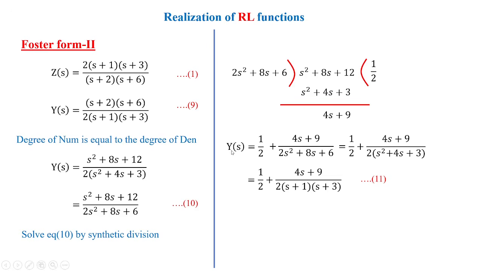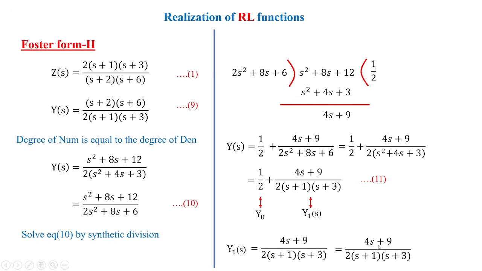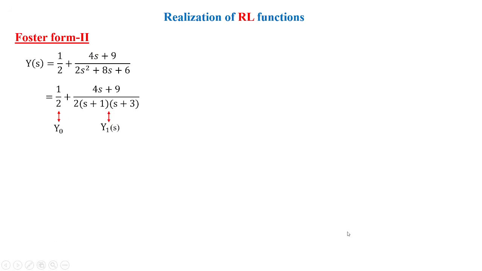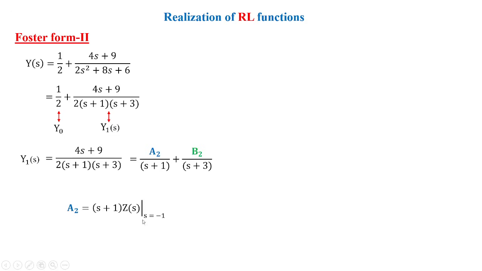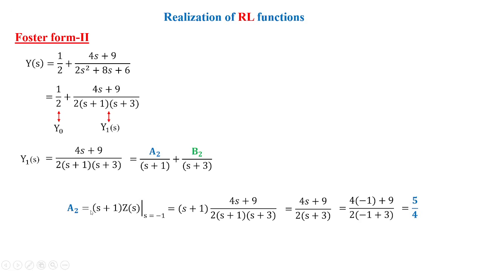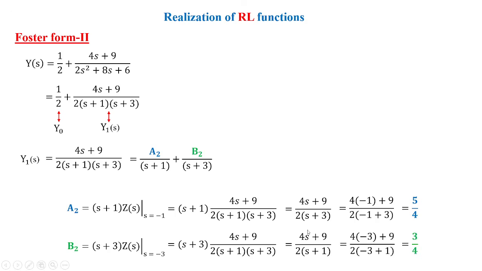Now you see we have this Y(s), which is treated in terms of Y0 as the first Foster form value, and the next Foster form value as Y1(s), which is nothing but this particular polynomial. Now this Y1(s) again can be solved with the help of partial fractions. So that is what we are going to do. We are going to take the value of this Y1(s) with the partial fractions of A2 and B2. We'll try to find out the value of A2. Here A2 is obtained to be 5 by 4 and B2 is obtained to be 3 by 4.